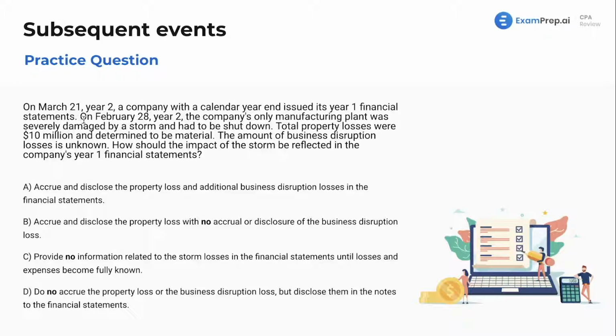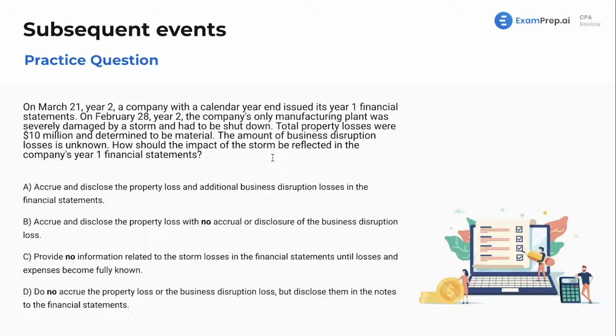So let's keep reading. On February 28th, year 2, keep in mind that's in year 2, the company's only manufacturing plant was severely damaged by a storm and had to be shut down. That's a big deal. Total property losses were $10 million and determined to be material. The amount of business disruption losses is unknown. How should the impact of the storm be reflected in the company's year 1 financial statements?